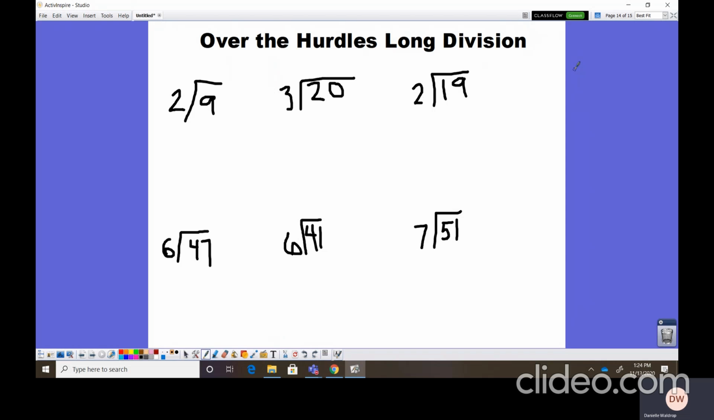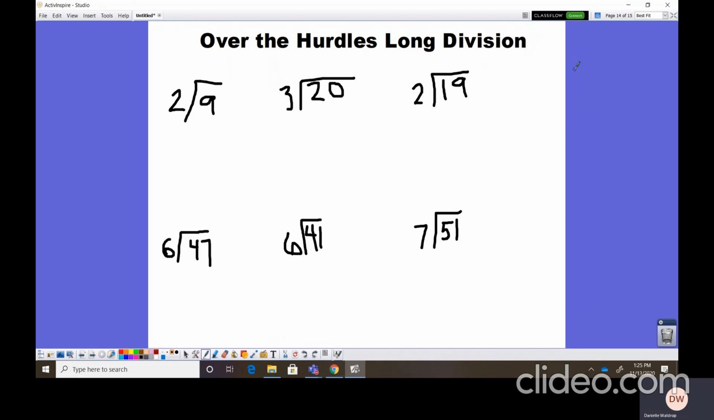All right, and if you look at the top of over the hurdles, there's an example there for you as well, where it's dividing 16 by 5, and it goes through the steps and shows you all the steps of long division. And then there's also an example on A down there as well. So you've got more than one example to refer back to as well.